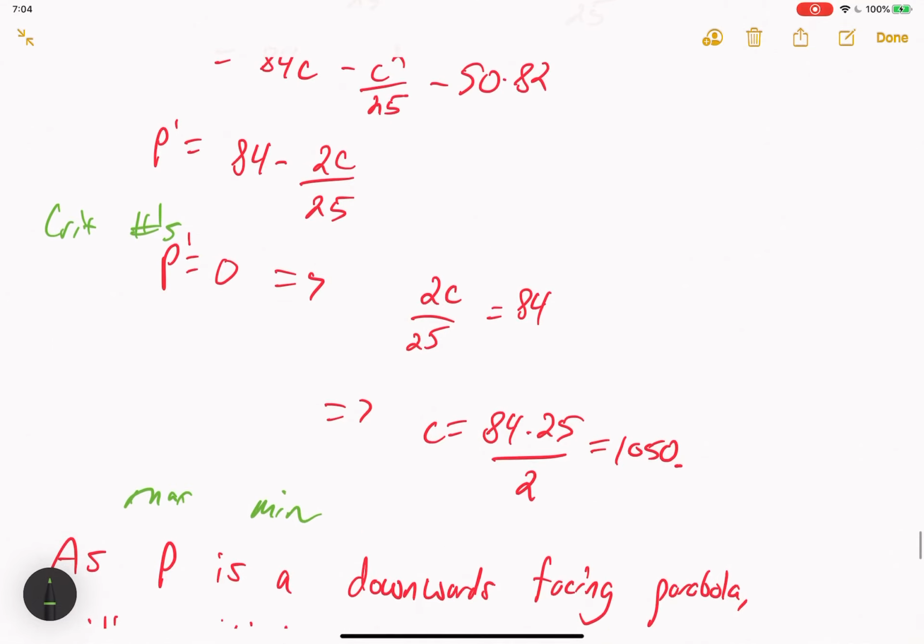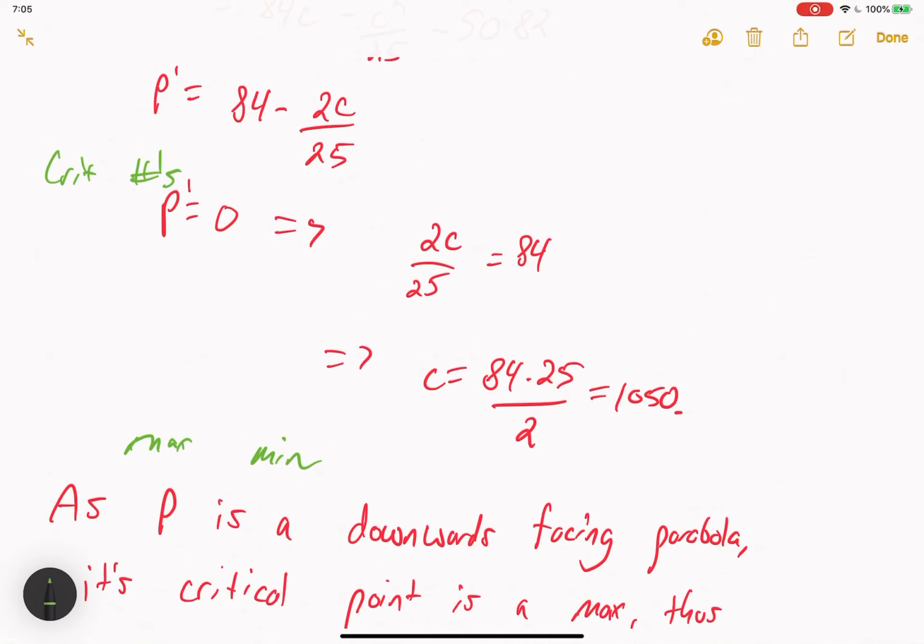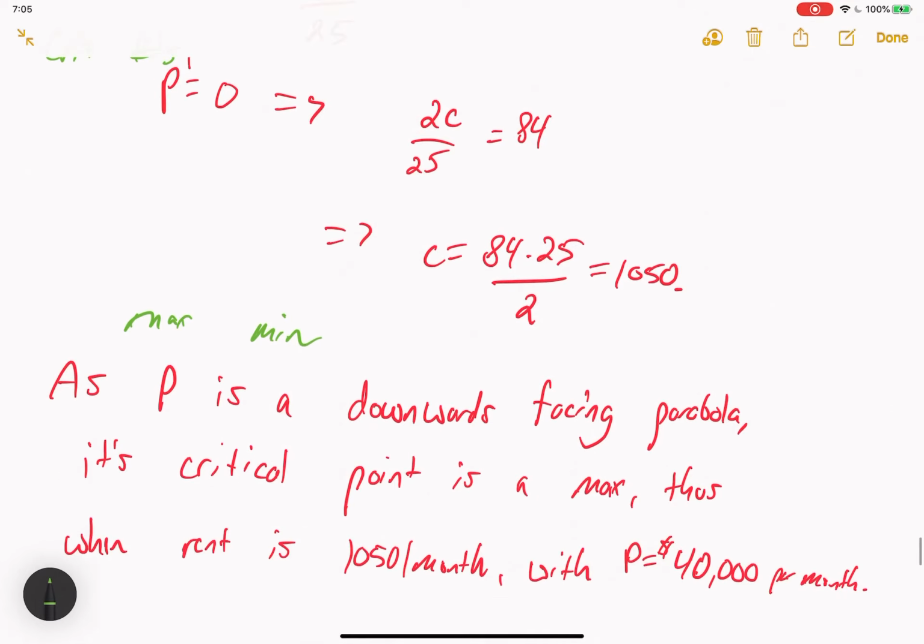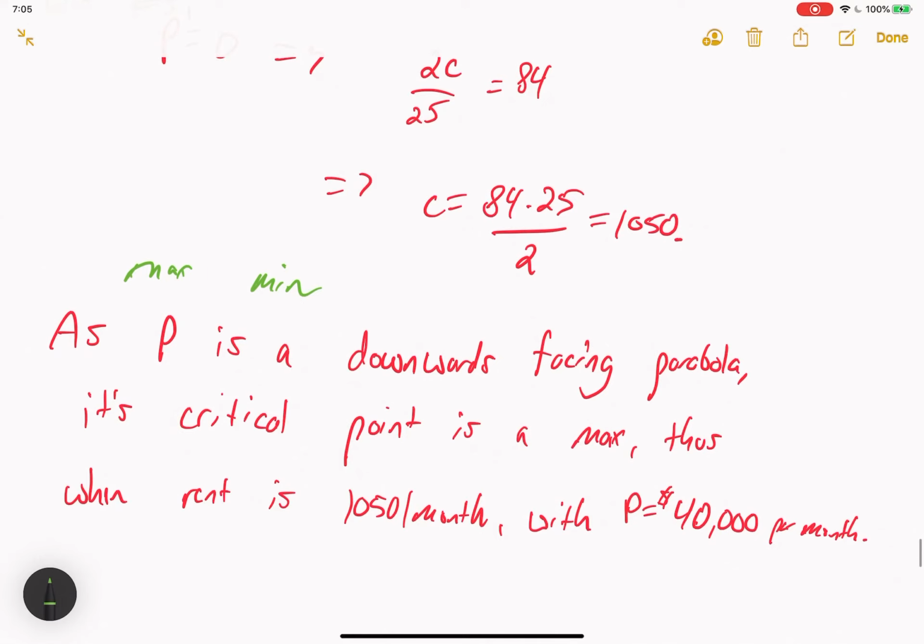I'll make it really easy. P double prime will be equal to, actually no, that's not correct. Yes. So I'm kind of lazy when I wrote this out. I actually didn't find the maximum, which I'll do in just a second.